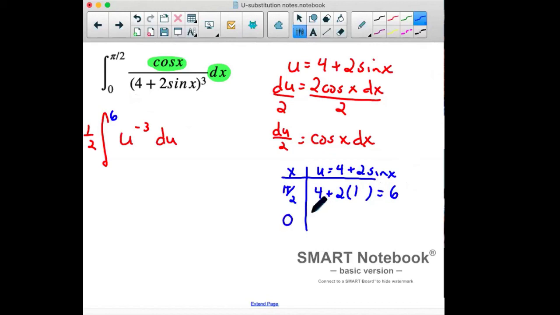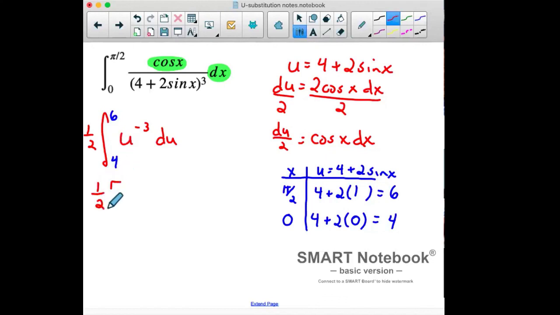0 is my bottom here. So I have to do 4 plus 2 times the sine of 0 degrees, or 0 radians. 0. Yeah, it starts at 0. So that gave us 4. And now we're ready to integrate.